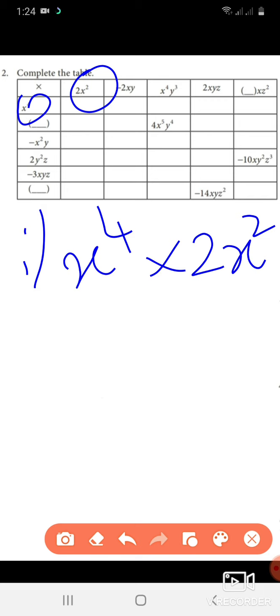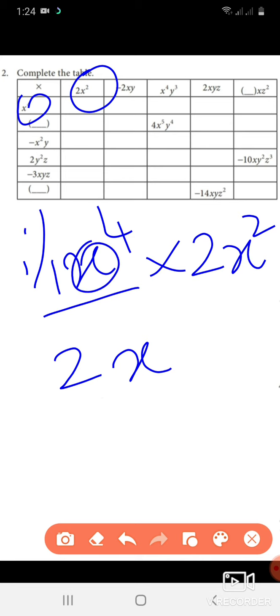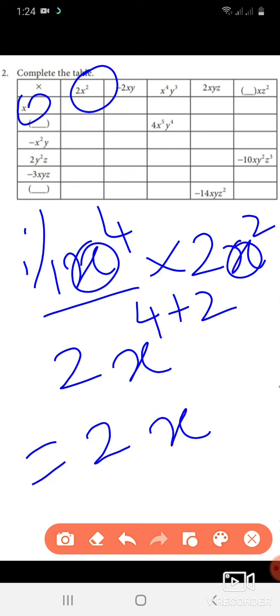Check the sign. Both are positive, so you get a positive value, and multiply the numbers. Here what is the coefficient for x power 4? 1, isn't it? So 1 times 2 is 2x. Here we have the same base x, that is the variable, so we can add the powers. So 4 in the first term plus 2 in the second term. Therefore your answer is 2x power 4 plus 2, 6. Is this clear? Yes.